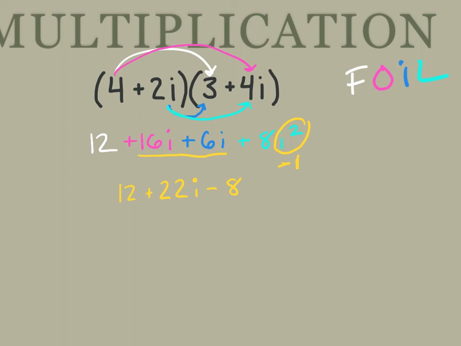Anything else we can combine? Combine like terms. So what's 12 minus 8? 4. So 4 plus 22i. Is this in the right order that we want it? Yep. Got our real, then imaginary.